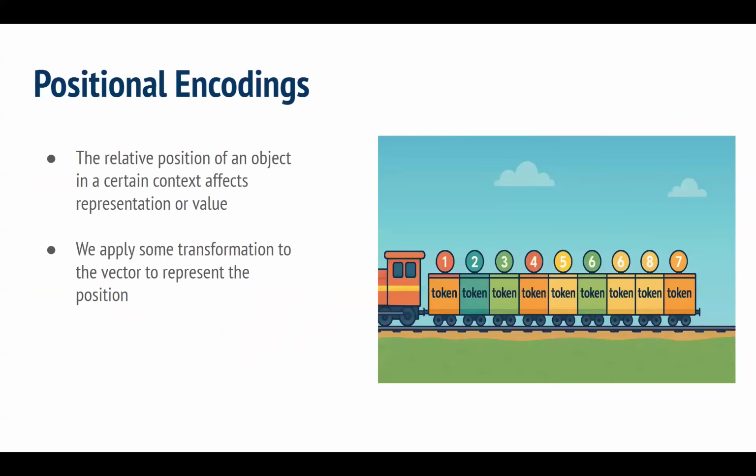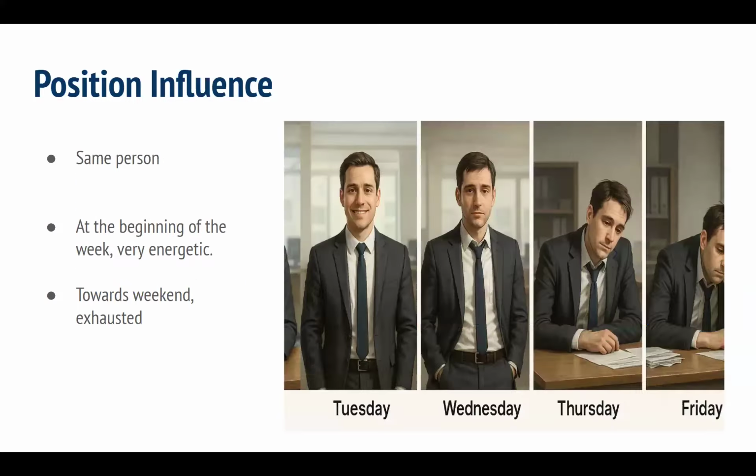So let's go back to the positional encodings. What is a positional encoding? A positional encoding dictates that the relative position of an object in a certain context affects the representation or the value. So what that means mathematically is that you need to apply some sort of transformation to that value or that vector. Now we are in the linear algebra space, so we speak in terms of vectors.